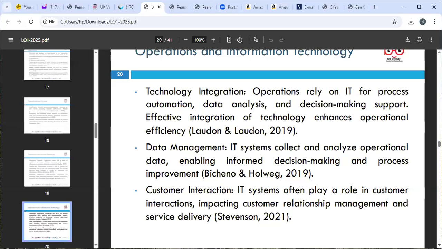What were the reviews, the products that customers didn't like, and what can be done about it? These are reviews that you need to collect data on, and IT plays a major role in data analysis. Customer interaction. Even in the advent of AI and all that, IT systems often play a role in customer interactions, impacting customer relationship management and service delivery. Very important.